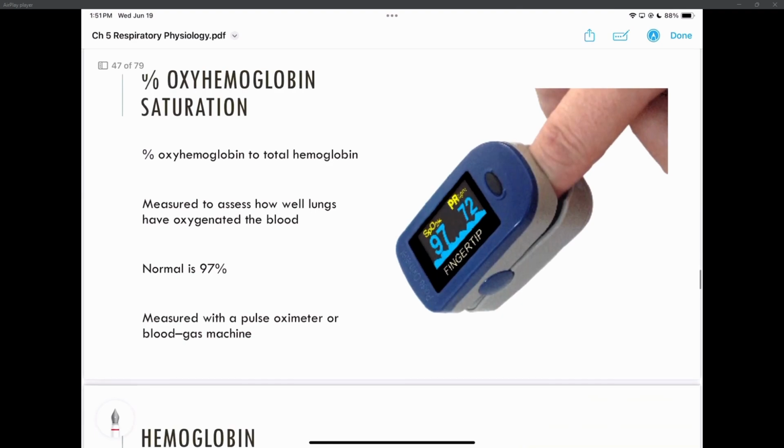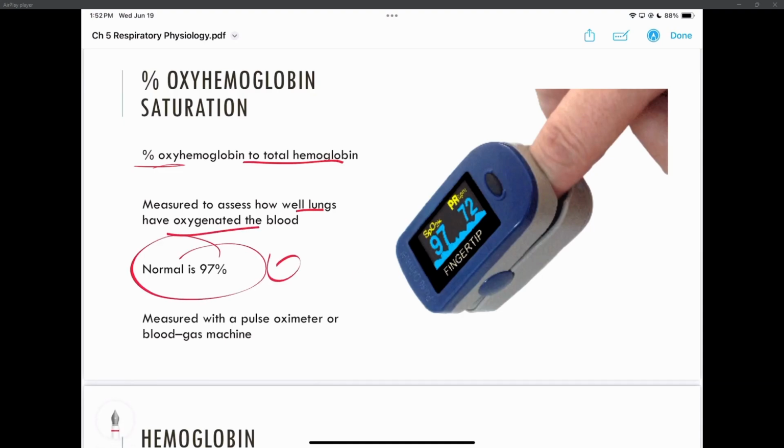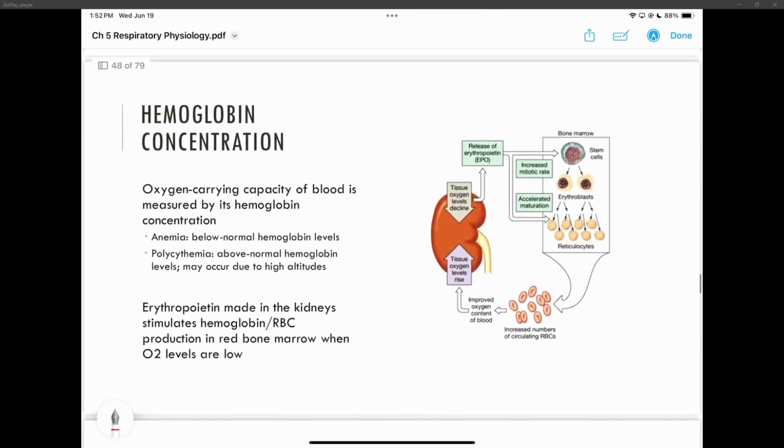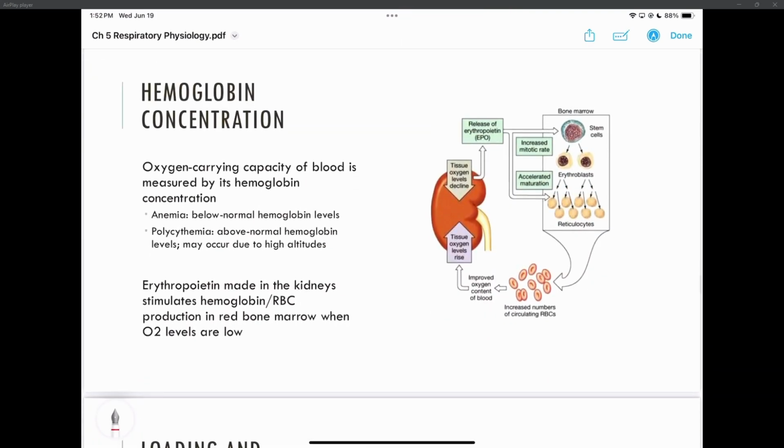Oxyhemoglobin saturation. So percent of oxyhemoglobin, what has been oxygenated because it's bound to the hemoglobin, versus your total hemoglobin. This is your pulse ox. How well the lungs have oxygenated the blood. A normal O2 sat, 97%. Okay, so 97% of our hemoglobin should be saturated with oxygen, and you get your pulse ox for that. Okay. Hemoglobin concentration. Obviously, if you have anemia, you have below normal hemoglobin levels, polycythemia, higher than normal.